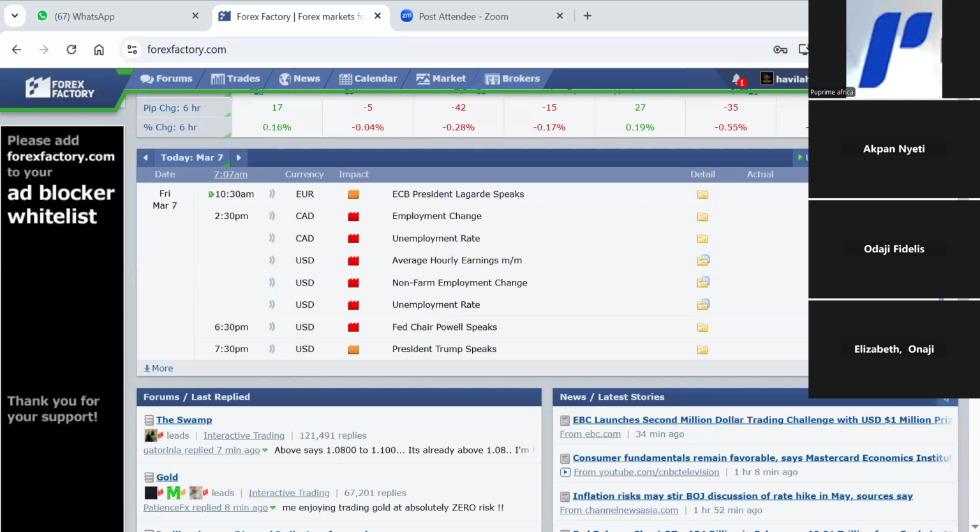At least for the unemployment rate, I'll give you an insight into what we expect with the USAID. Probably the data may come out bad, may come out bad for the dollar. We don't know yet. Let's just cross our hands and see what will likely happen.